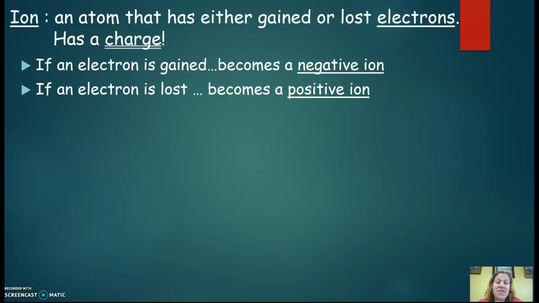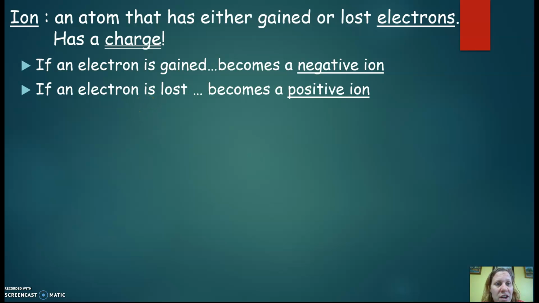Okay, so the chemistry book definition of an ion is an atom that has either gained or lost electrons. Or the shortcut definition of ion is a charged particle. Something that has a charge is an ion. If you gain electrons, you become a negative ion. If you lose electrons, you become positive. So again, backwards. Gaining is negative, lost is positive.